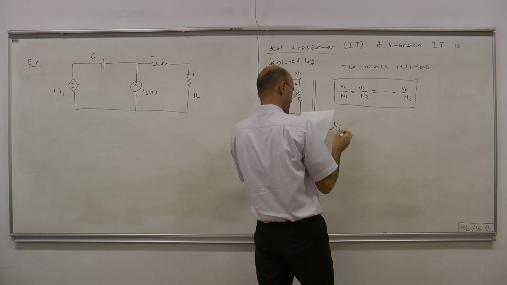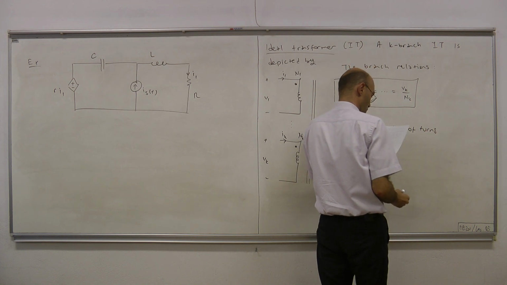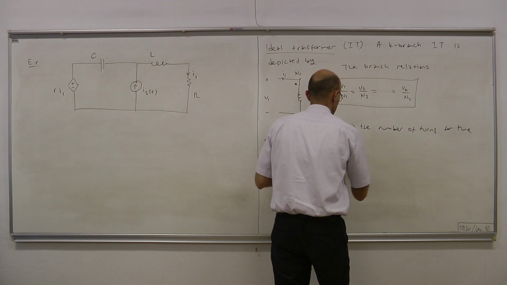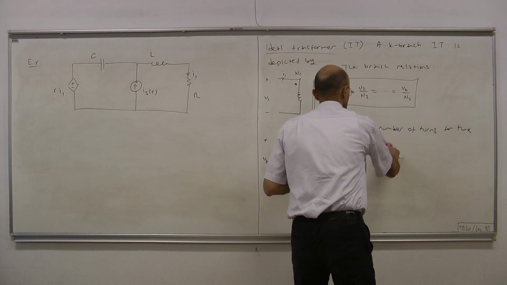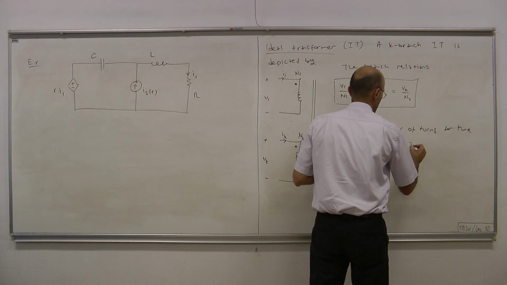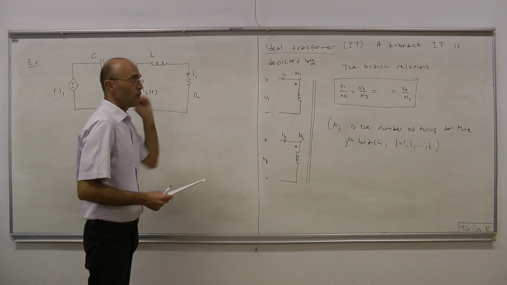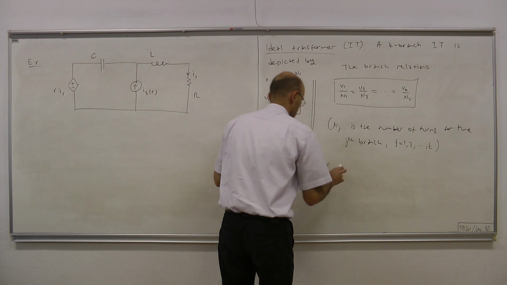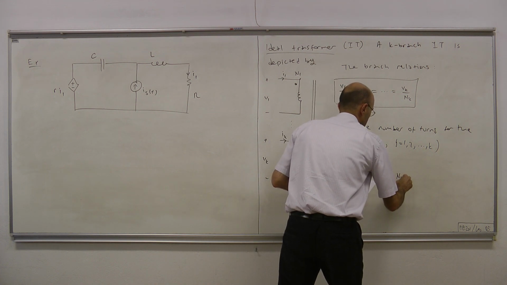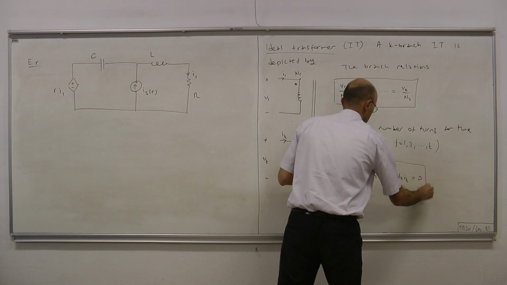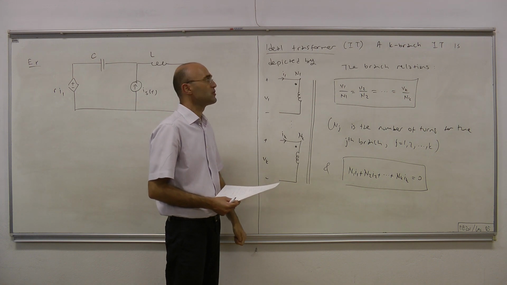Here N sub j is the number of turns for the jth branch. Remember that we have 1, 2, up to K branches. So that's one set of equations, associated with voltages. Currents are also related to one another through the following part of the terminal equations. N1 I1 plus N2 I2 plus up to Nk Ik equals 0. Those two sets of equations together characterize and describe the K-branch ideal transformer.